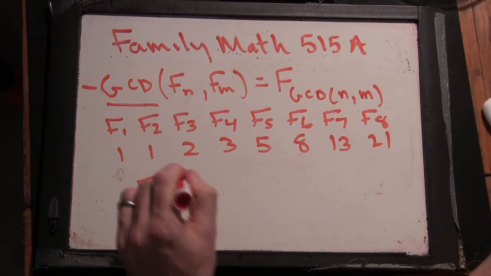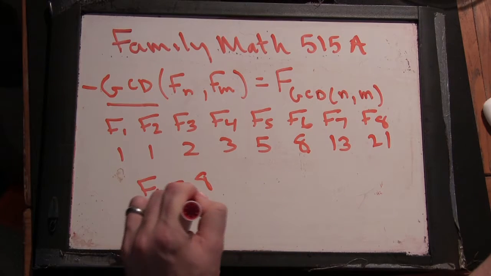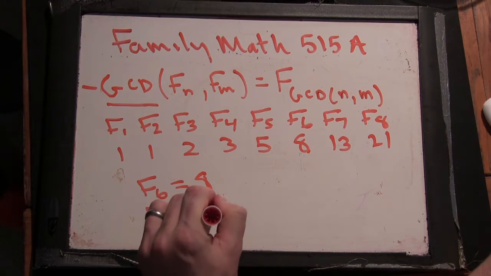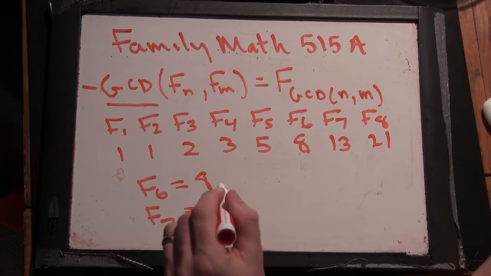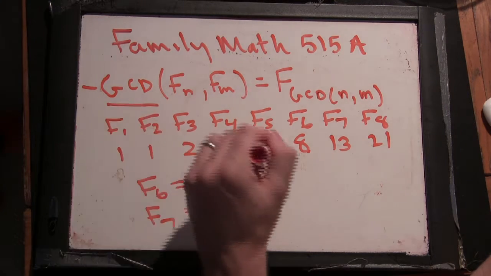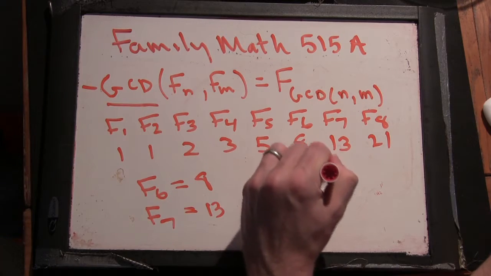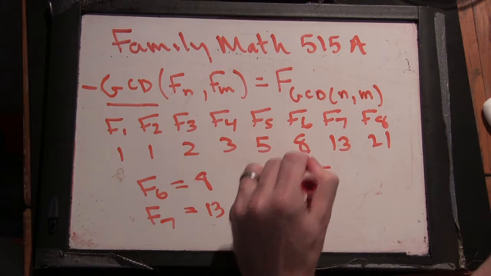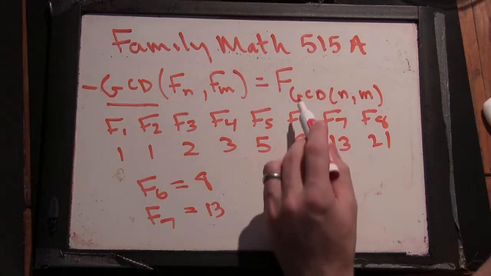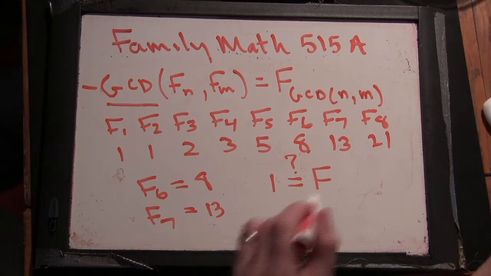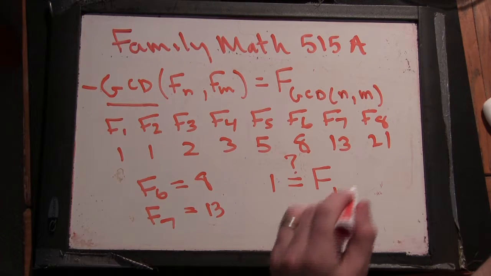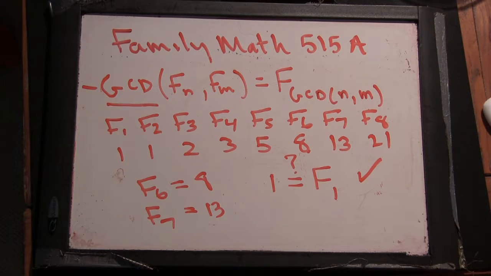Alright? So Fibonacci 6 is 8. Fibonacci 7 is 13. What is the greatest common divisor of 8 and 13? 1. Because 13 is prime. So this side is 1. Well, does 1 equal the Fibonacci number of the greatest common divisor of 6 and 7? It's also 1. So yes, it does. Equal F1? Yep, sure does.